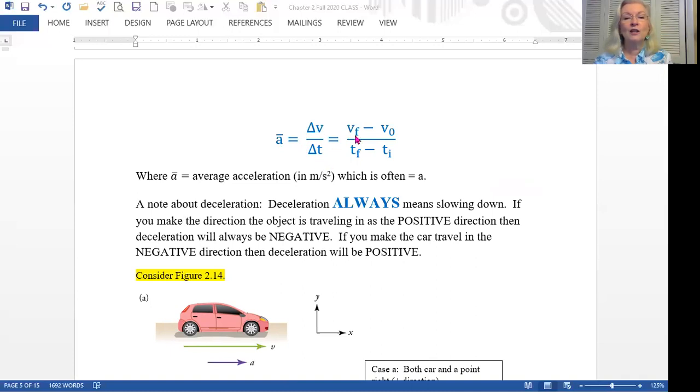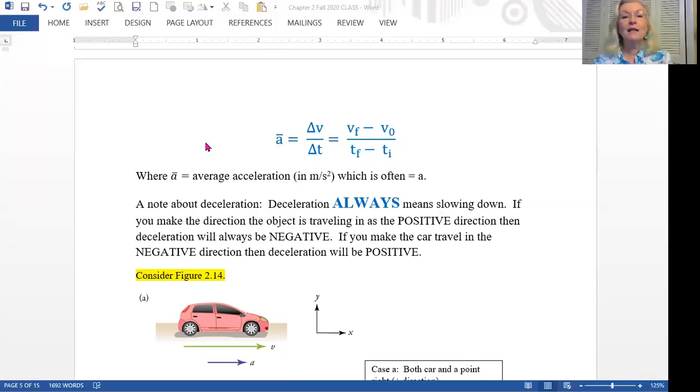Remember, change in is final minus initial. So final velocity minus initial velocity divided by final time minus initial time. Almost always, our initial time is 0. I don't know why I've got a t sub i there when we've got a 0. You have i's or zeros.